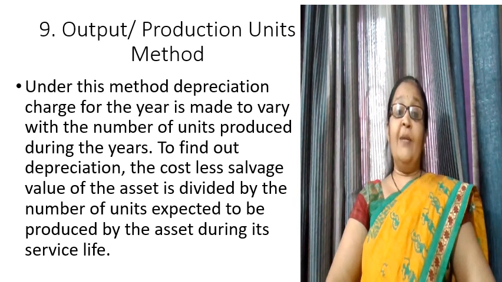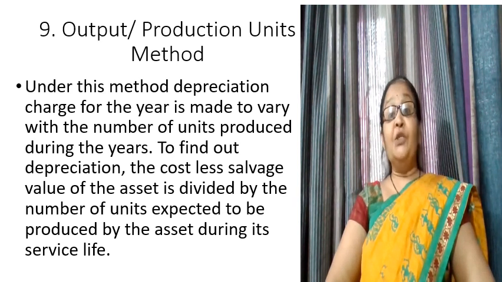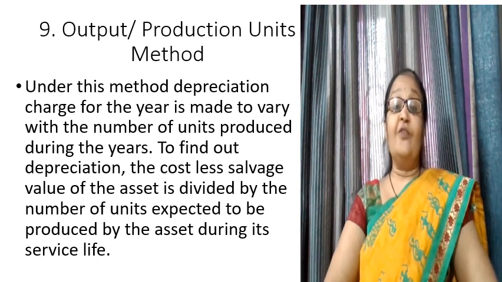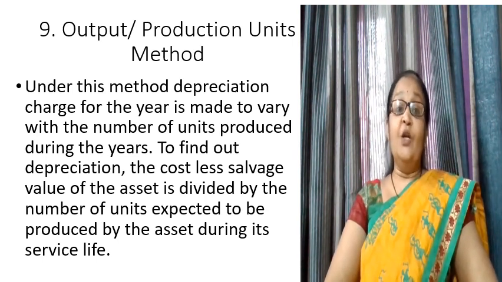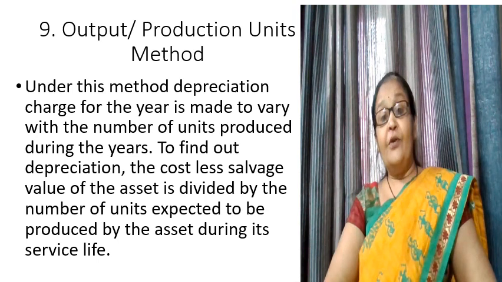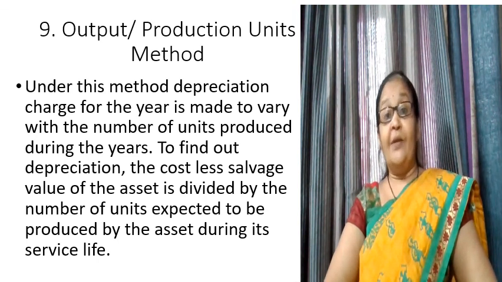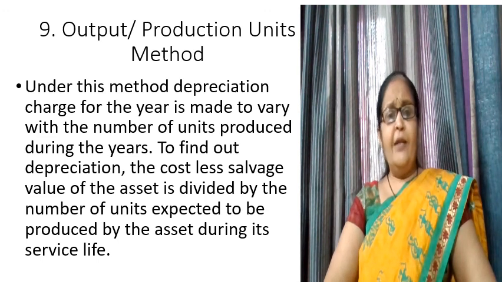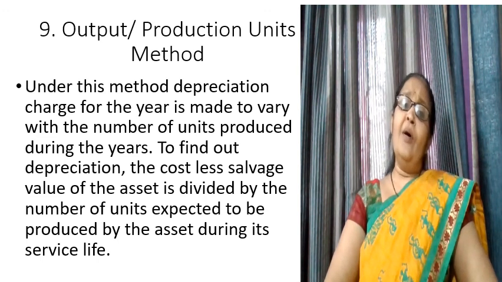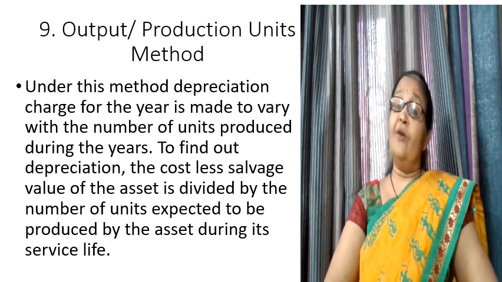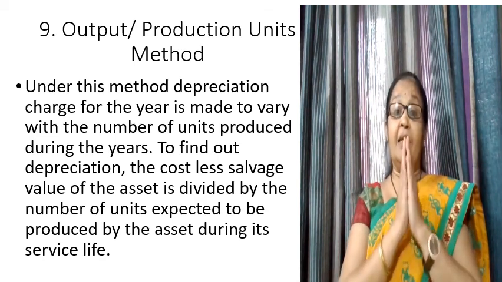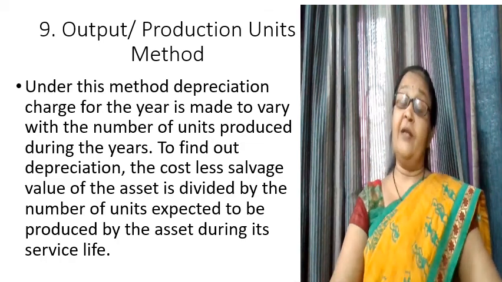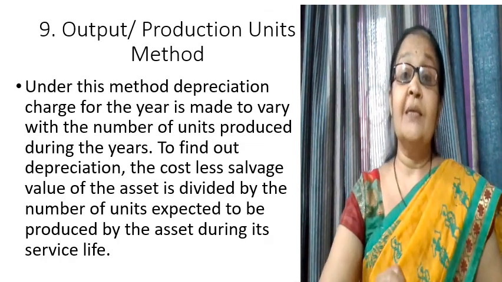Friends, one more method, that is the output or production units method. Under this method, the depreciation charge for the year is made to vary with the number of units produced during that particular year or accounting period. To find out depreciation, the cost less salvage value of the asset is divided by the number of units expected to be produced by the respective asset during the service life.